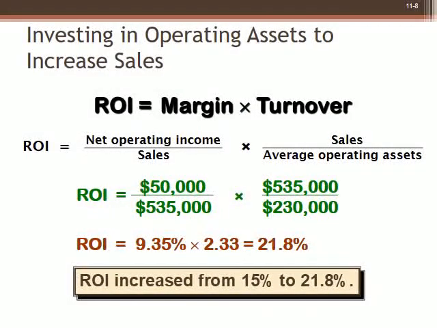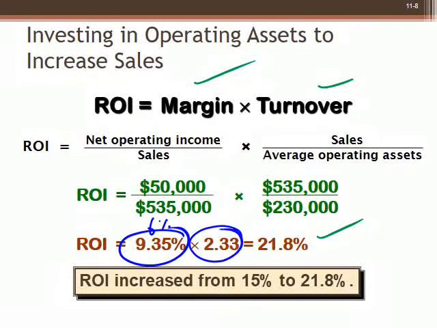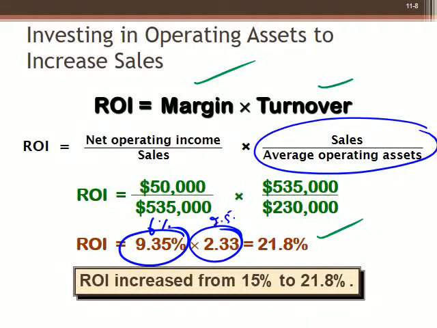So let's calculate the ROI. Just multiply margin with the turnover. Answer is now 21.8%. Now what happened here? Did you see some kind of interesting event? That margin increased from 6% to 9.35%, and our asset turnover ratio, or this turnover, has decreased from 2.5 to 2.33. But overall ROI has increased to 21.8%, right?